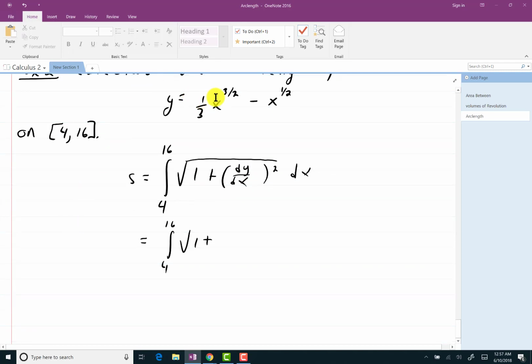So if I take the derivative of this, the 3/2 times the 1/3 will give me 1/2, because the 3's will cancel out. So I have 1/2 x to the 1/2 minus, now the 1/2 will come down here, minus 1/2 x to the negative 1/2. That quantity will be squared, dx.